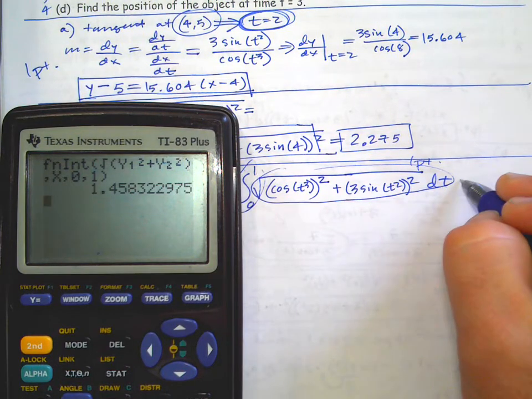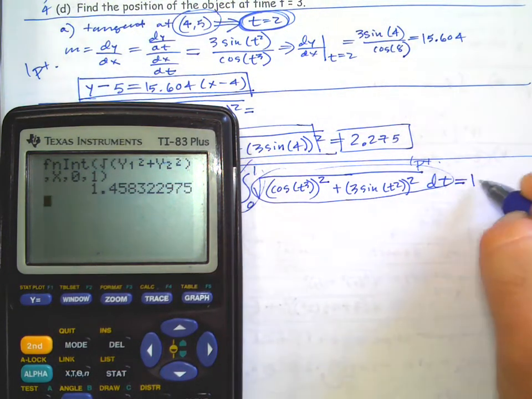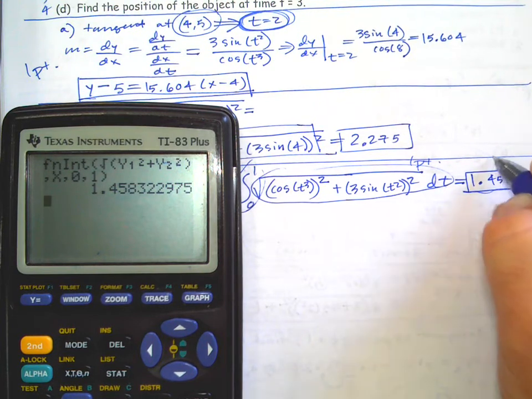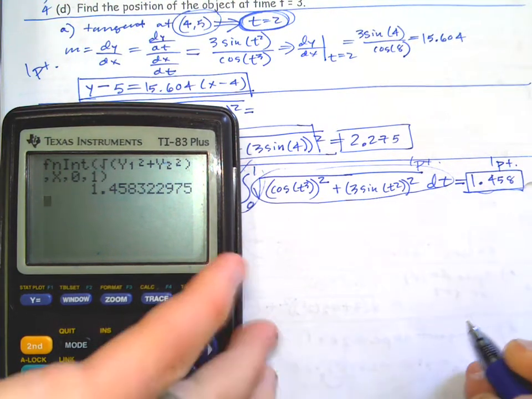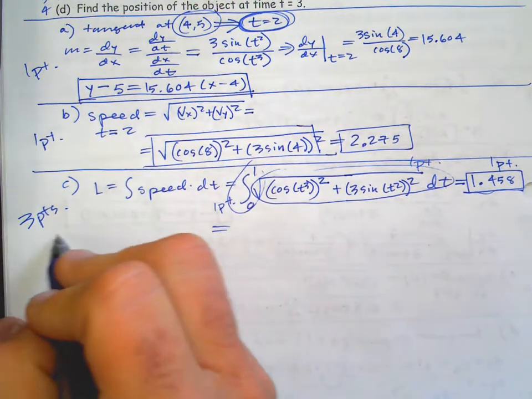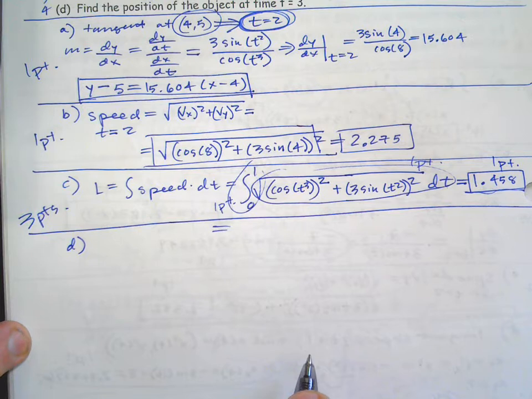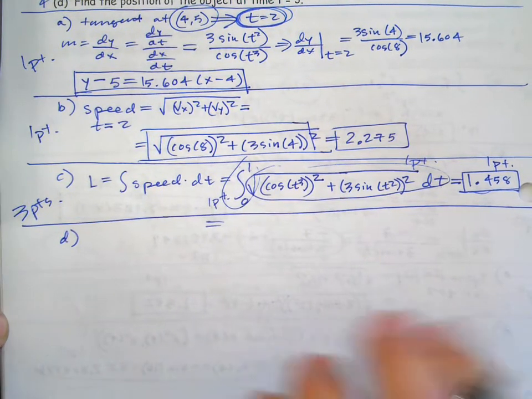This is what you want to do it. 1.458. 1 point. Calculator's your friend. All right, part D. That's a lot of points. That's pretty quick and easy for 3 points.